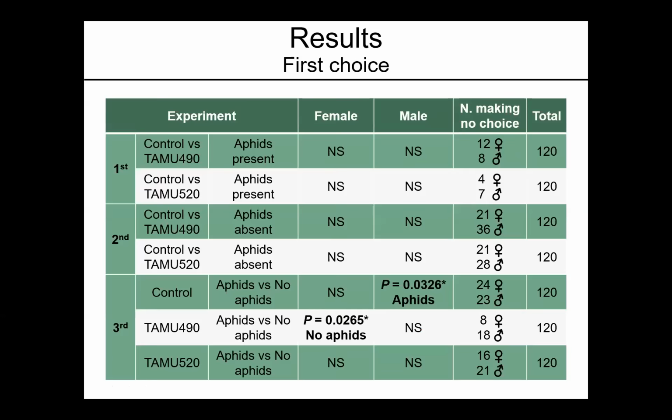For my results, as you can see in this table, it's the first choice. When I was comparing the control, aphids versus no aphids, the males had a significant choice for the plants with aphids, from the stimuli emitted by the plants infested with aphids. When I was comparing the 490, one plant with aphids and the other with no aphids, I had a different result for the female. The females had their first choice for the plants with no aphids.